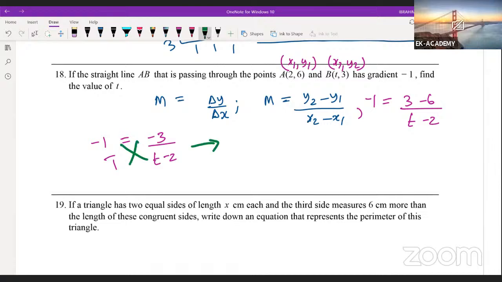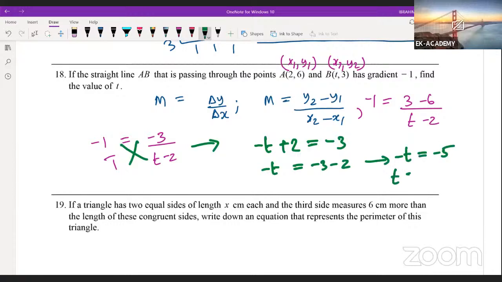By doing that, you are getting -t plus 2 equals -3. So -t equals -3 minus 2. It means -t equals -5. So t equals 5, because you're going to divide by negative on both sides.